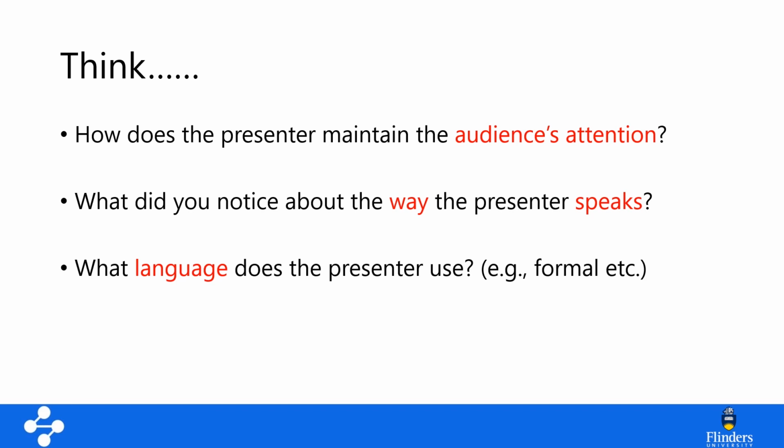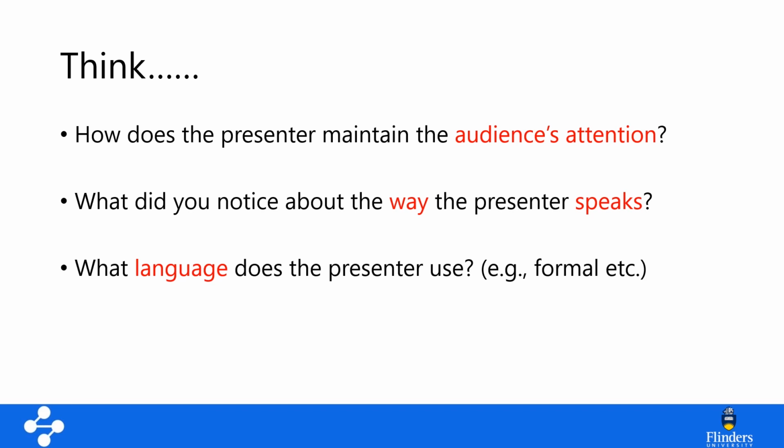Now, as you watch through those videos, think about how the presenter maintains the audience's attention. That's a very important point to think about because a presentation could be short or long, but if the audience finds the presentation dull or boring, the audience will switch off very quickly. So the trick is how to maintain the presentation for the span of time which you're supposed to talk.